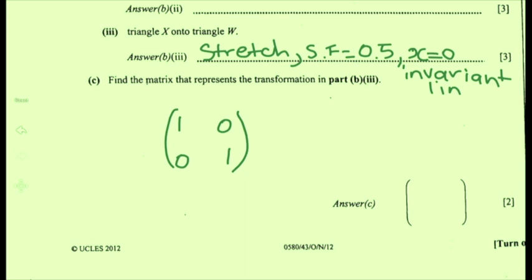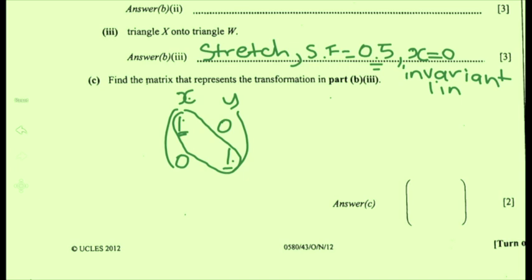So if the transformation is a stretch, basically what you should know is that on the leading diagonal of the identity matrix, you can replace either this one or this one down here by the stretch factor, which is 0.5. So if the x-axis is invariant, then this column will not change. But if the y-axis is invariant, that's the column which cannot change. In this case, your invariant line is x equal to 0, which is the y-axis. So therefore, it's that one which will be replaced by the stretch factor.